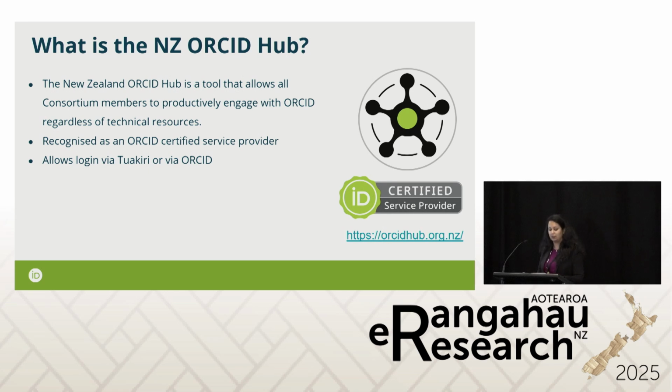The New Zealand ORCID Hub was developed and maintained by the Royal Society Te Apārangi. It was specifically designed to allow the consortium members to productively engage with ORCID, and to integrate with ORCID without having to have costly technical resources. So it is a simple interface. It allows them to read and write into ORCID records with the user's permission. It is a certified service provider, so it allows a trusted integration, and it also allows login via Tuakiri or ORCID.